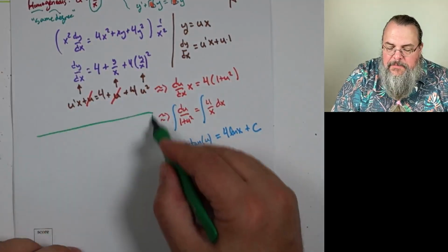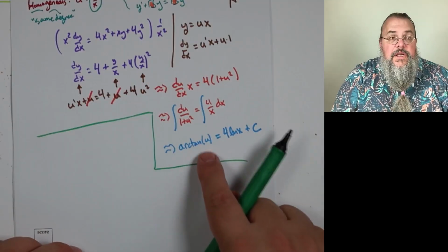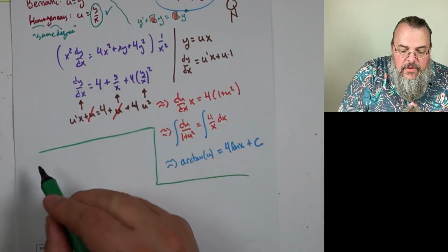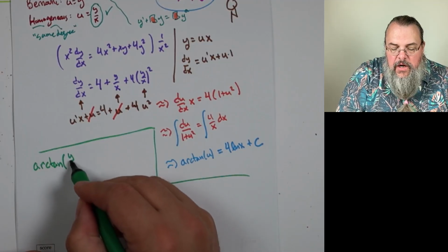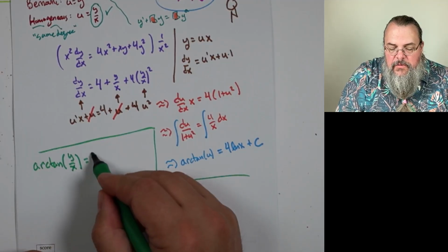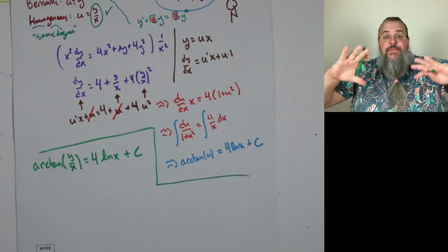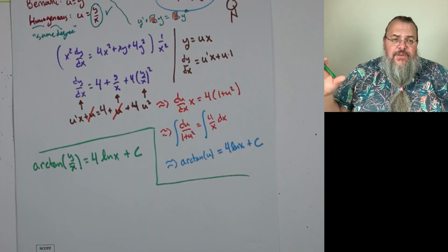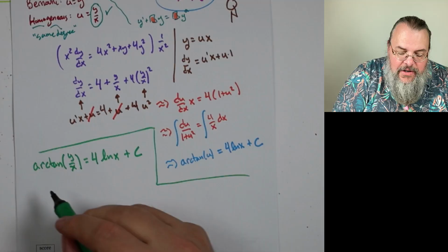So, updating, we need to do two things. One, what is u? It is y over x. So we now have arctangent of y over x is equal to 4 log x plus c. Notice this is most of our solutions. There might be some other solutions floating around, but this is essentially it. Let's plug in our conditions.